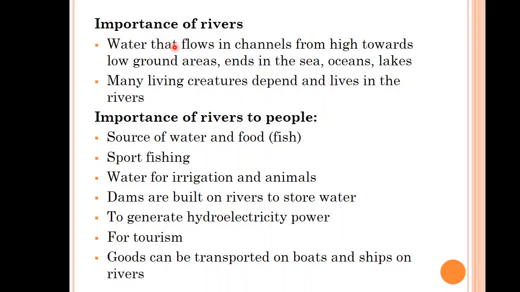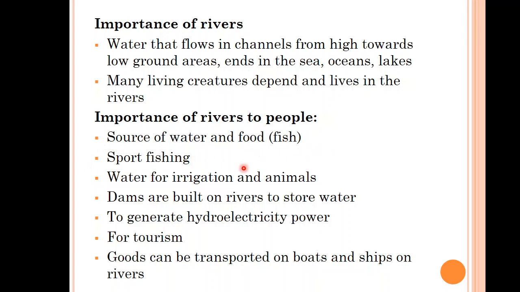Okay, and then let us look at the importance of rivers. Rivers are waters that flow in channels from high ground areas toward low ground areas, and they end in the seas, in the oceans, or in the lakes. And many living creatures depend on and live in the rivers. Those are the plants and the animals such as the hippopotamus, the crocodiles, the snakes, and other things which live in the river. And the importance of rivers to people is that they provide us with water and also fish.